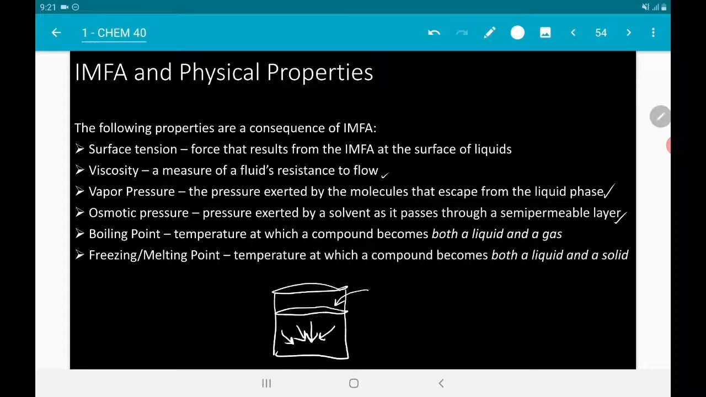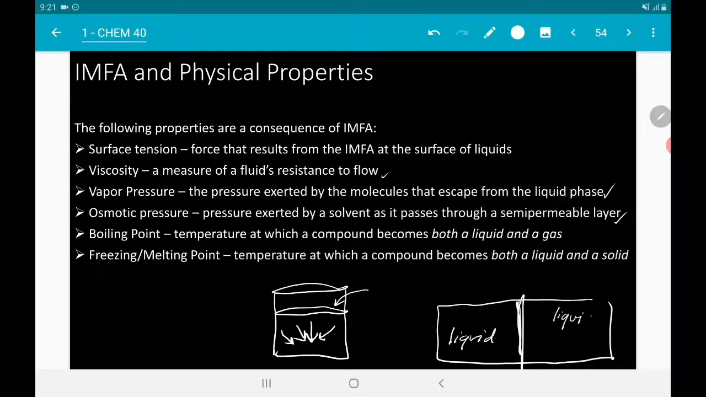Osmotic pressure increases with increasing IMFA. Since, yun nga, ang osmotic pressure naman, okay, if you have a semi-permeable membrane, if you have the liquid here, okay, and you have the liquid plus solute, yung force na in-exert ng liquid dun sa semi-permeable membrane para makapasok siya sa kabila, yun yung osmotic pressure. Kung mataas ang interaction ng solute sa liquid, okay, kung mataas ang IMFA, so ibig sabihin mas gugustuhin ng liquid na mapunta sa kabila para ma-balance yung concentration. So with higher IMFA, the osmotic pressure increases.